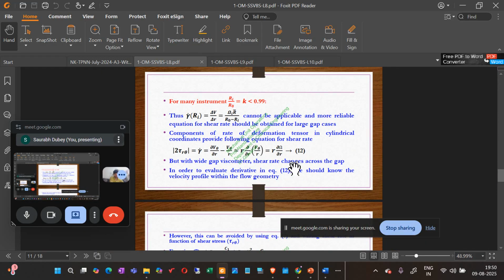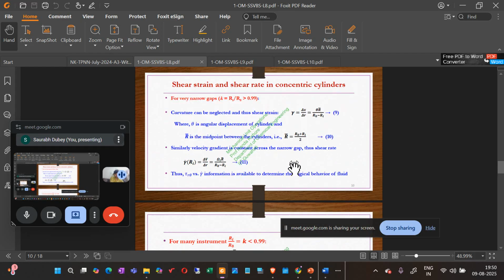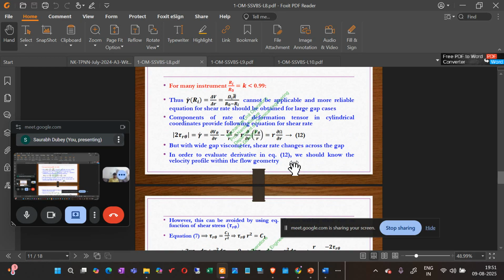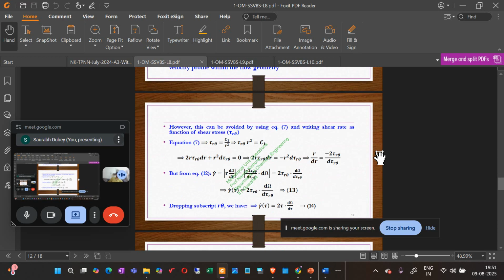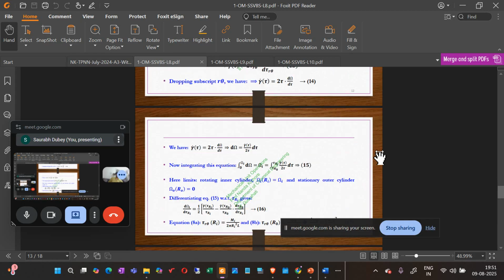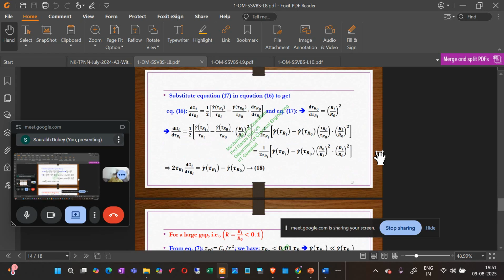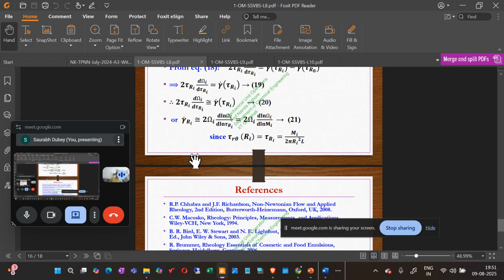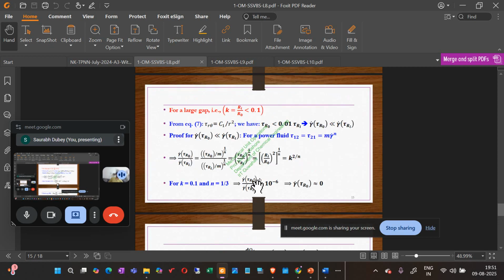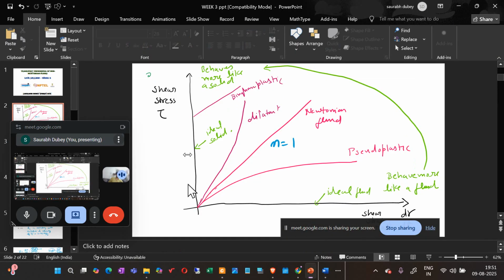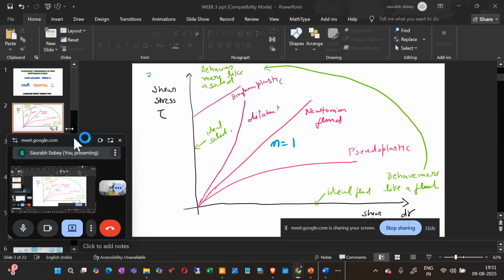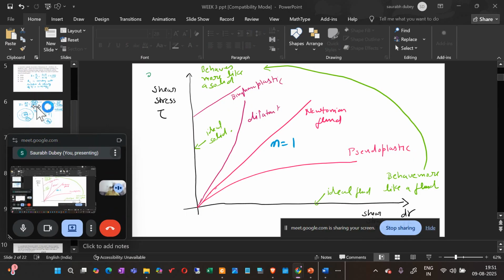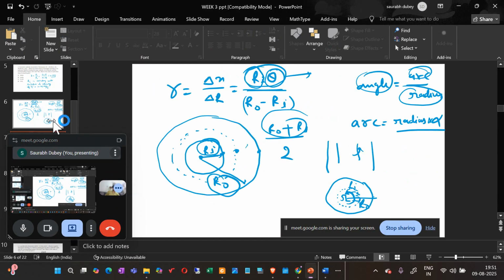So the main thing is, for different radii ratio, you have different expressions for this shear stress and shear rate, right? Basically for shear rate, you have different expressions, and you utilize those different expressions in order to get the insights. Okay, so let's solve the question that we were solving. It is the second question.